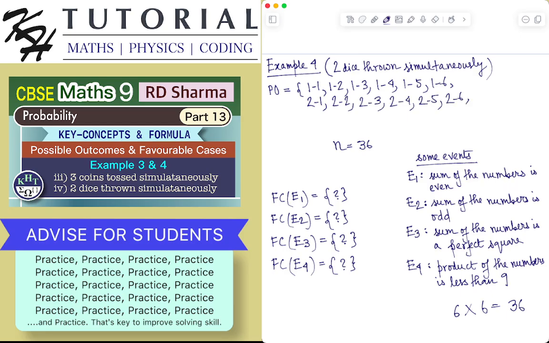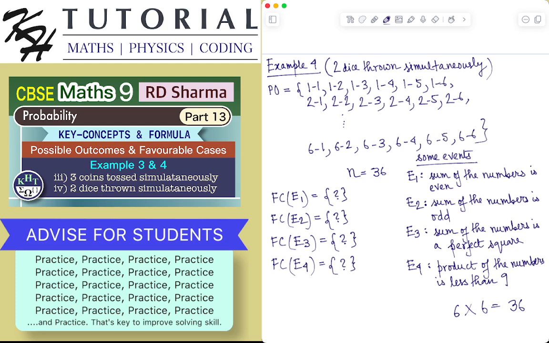Now, I hope you are getting the idea. This way, let's say the first die is showing the number 6. So I will have 6-1, 6-2, 6-3, 6-4, 6-5 and 6-6. These are all the 36 possible outcomes of this random experiment where we are throwing 2 dice simultaneously.